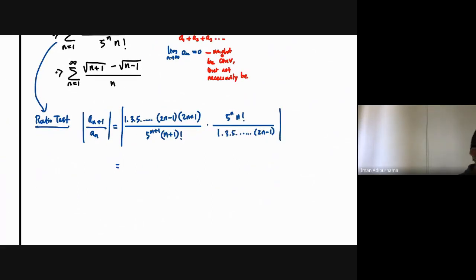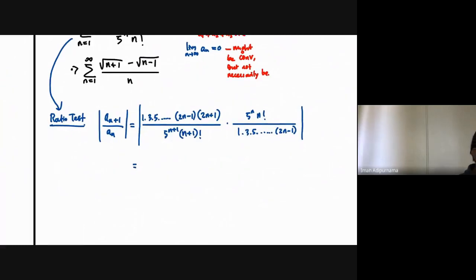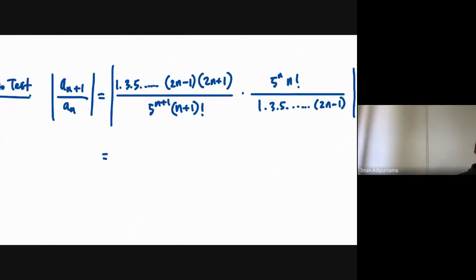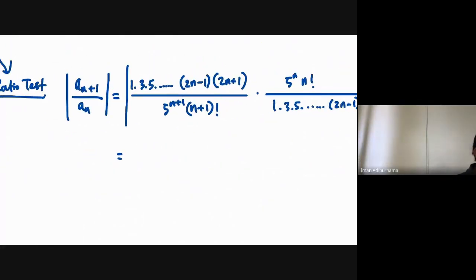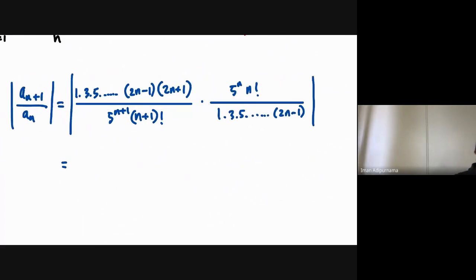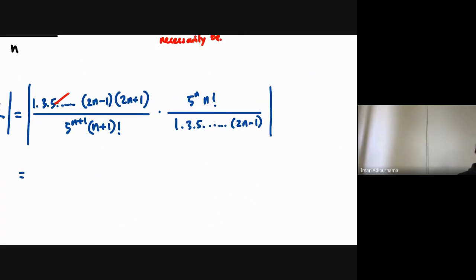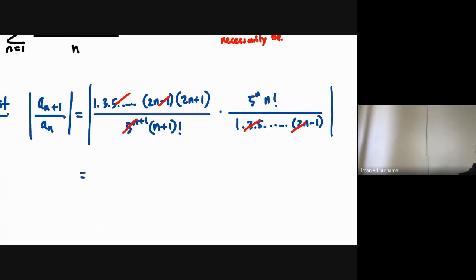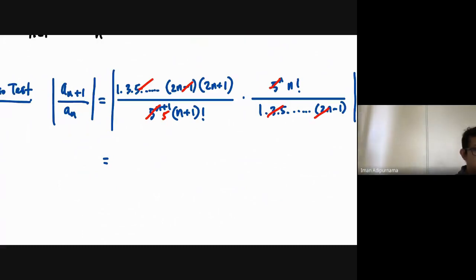Usually I'm just calculating the ratio first and then using the limit at the end. But if you want to write the limit here, that's okay. So this will be, so we will have, let's write the limit here.